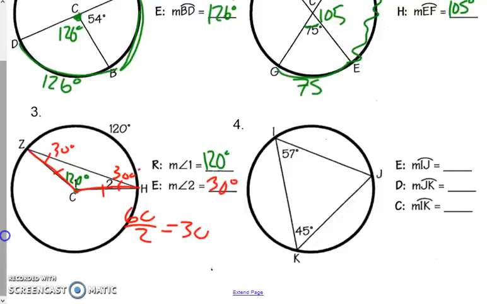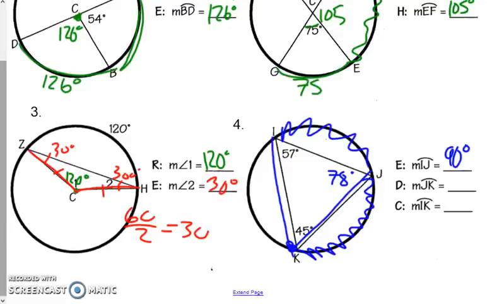Last one here. We got a triangle here, so we know that that angle is going to be 78 degrees. To find the measure of arc IJ, this is an inscribed angle. We want to find this arc. That's an inscribed angle because its vertex is on the circle. So we're going to have to double it to get 90 degrees. We want to find the measure of arc JK. I want to find this arc. Again, we're looking at an inscribed angle. Double it.